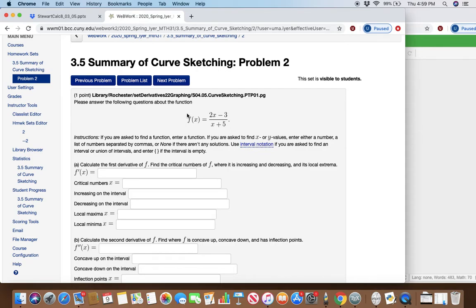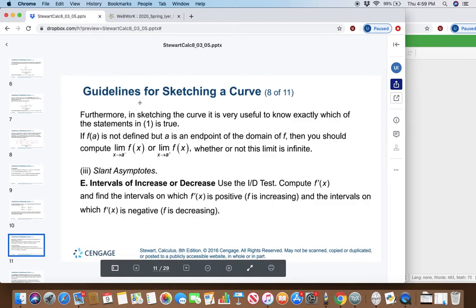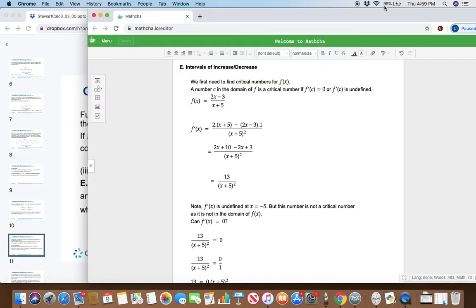Welcome back. We are looking at this particular rational function, and we are going through the guidelines for sketching. We are at the position of looking at intervals of increase or decrease. For here, you need to compute the derivative. All right, so we need to find critical numbers for f(x).